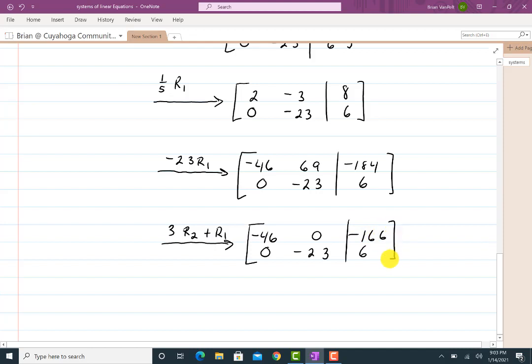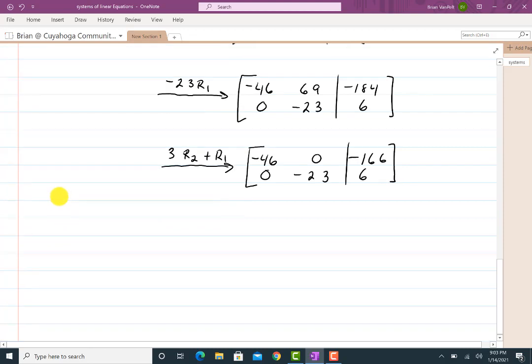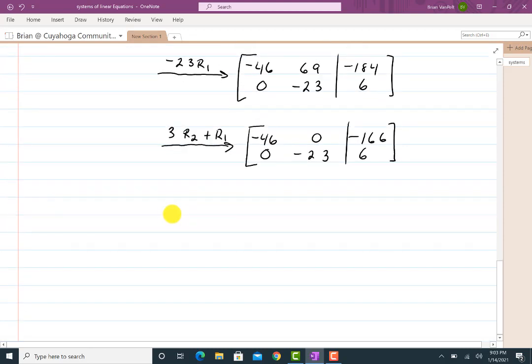Now I am prepared to do the last step. I don't think you have to write this because I think it's fairly obvious. But what I have right here is, here's the x. This is the coefficient for x after all is said and done. And this is the coefficient for y after all is said and done. What I can do is divide the first row by negative 46. So I can do negative 1/46 R1. And then I could do negative 1 over 23 times R2.